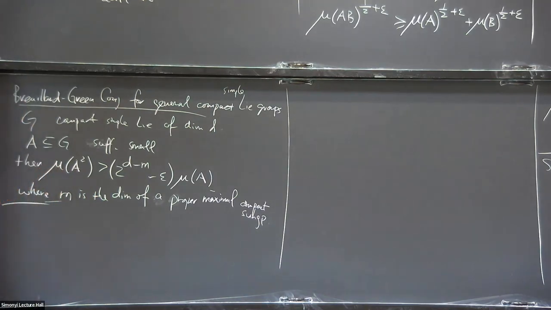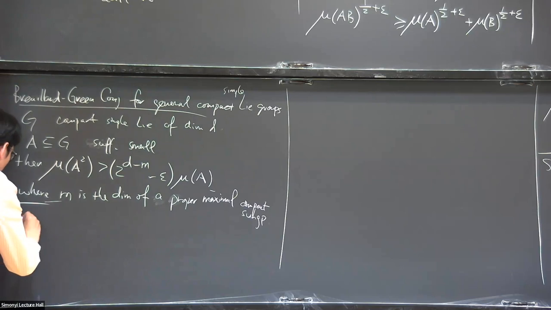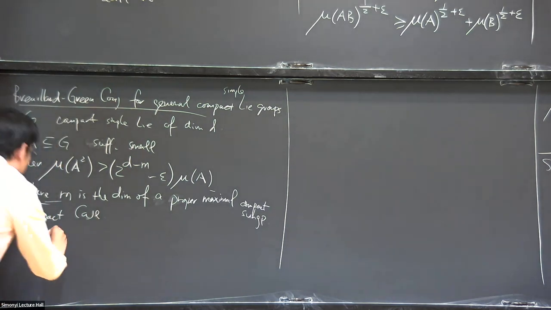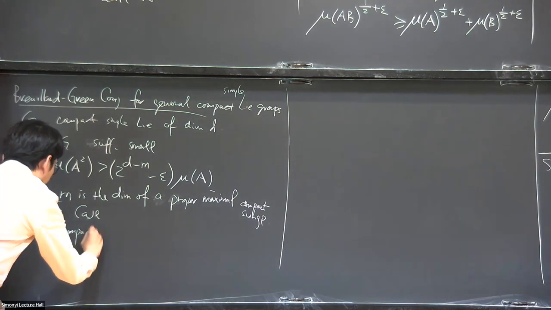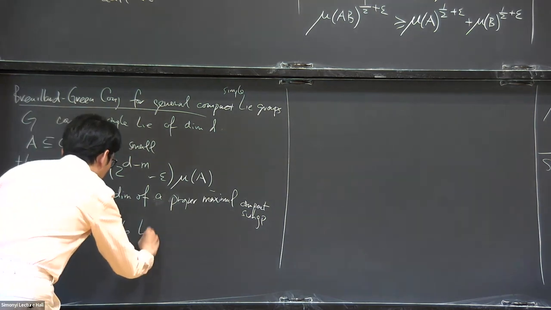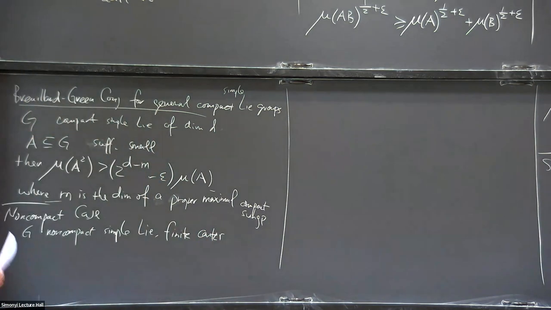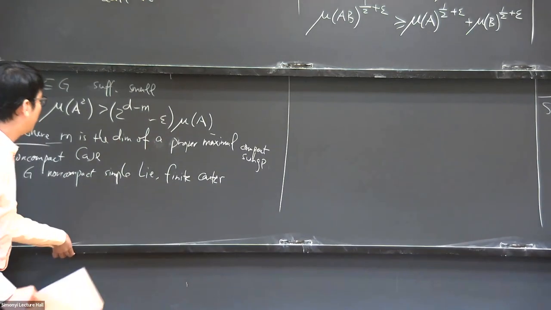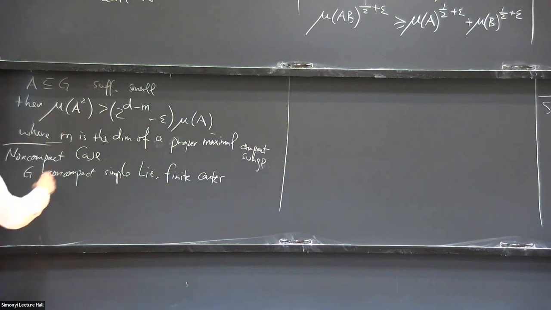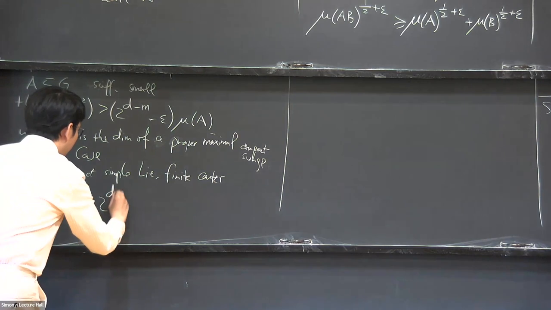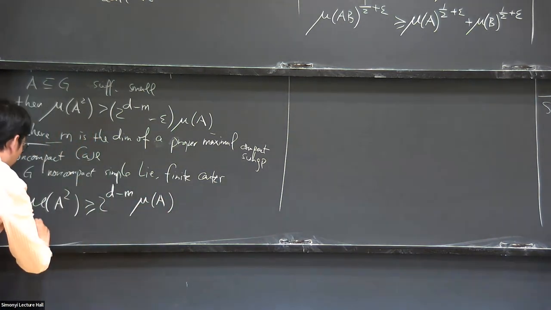For non-compact groups, actually, this is resolved by the same group of authors. So we call it a non-compact Minkowski inequality. Let me just write it down. Non-compact case. So G is non-compact simple with a finite center. For example, all the linear algebraic groups have finite center. And in this case, we actually prove an asymmetric version, but let me just write it down for the symmetric case. So we have mu of A squared should be at least 2 to the D minus M times mu of A. So M is still the same thing.